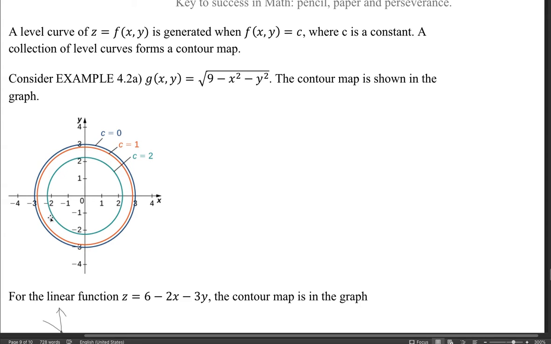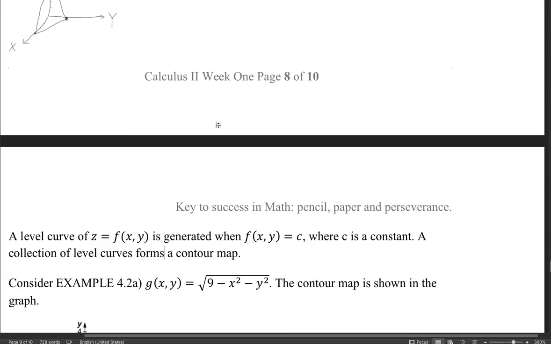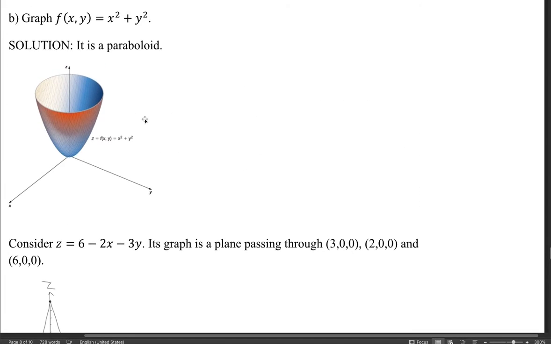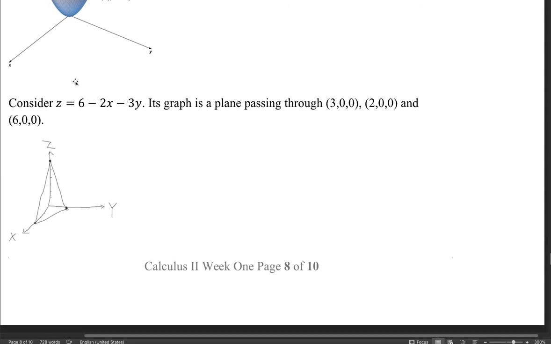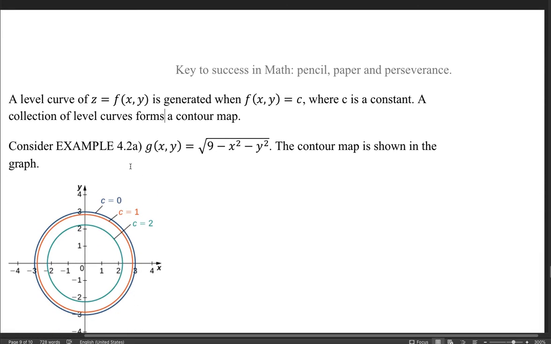All the level curves together form a contour map. This is a contour map. And then you may wonder, how do we go from the contour map to the actual surface? Well, remember we said the actual surface is the upper half of the sphere, right? For this one, the upper half of the sphere.